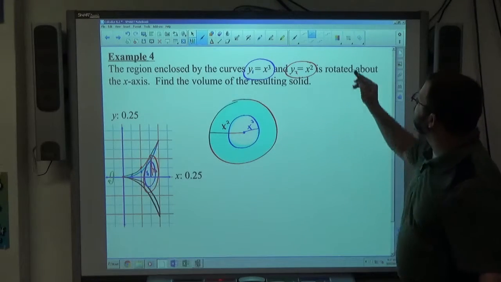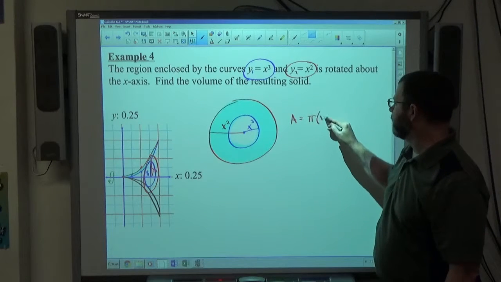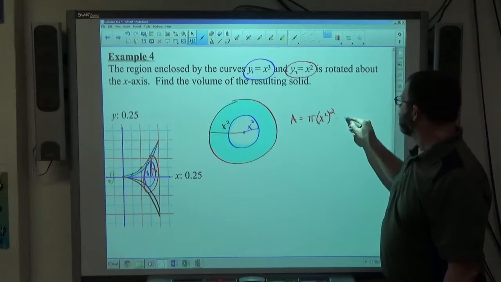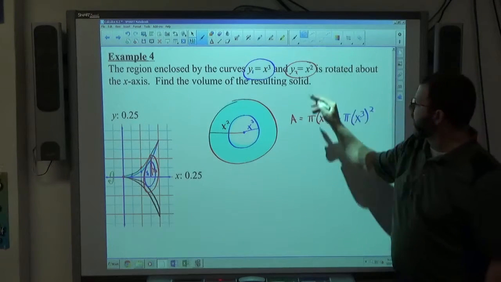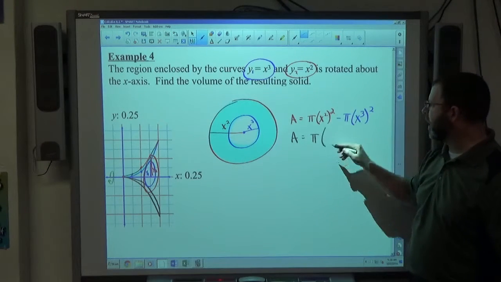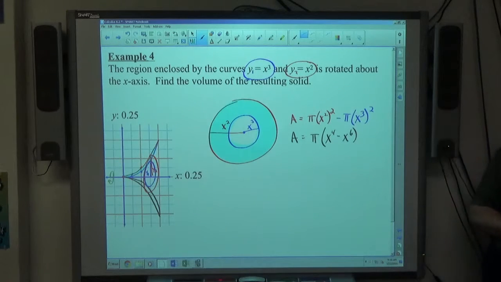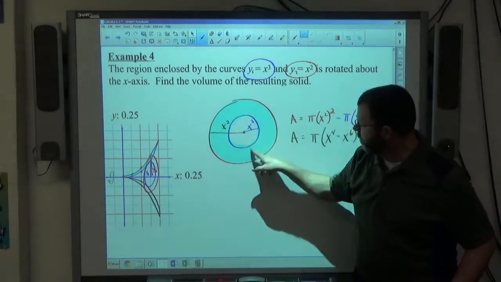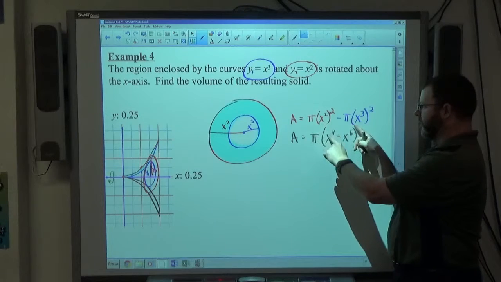All right, once I look at this, the area of this cross section is just going to be pi times the red radius squared minus pi times the blue radius squared. And that gives me overall an area of pi, both of them have pi, so I'm factoring it out, times x to the 4th minus x to the 6th. That represents the area of the blue shaded area, this light blue circle here.